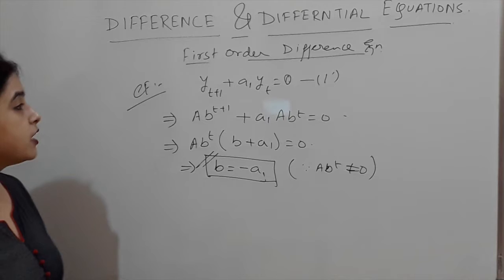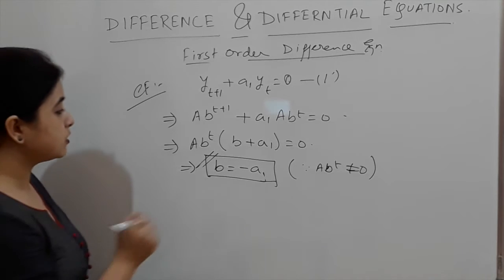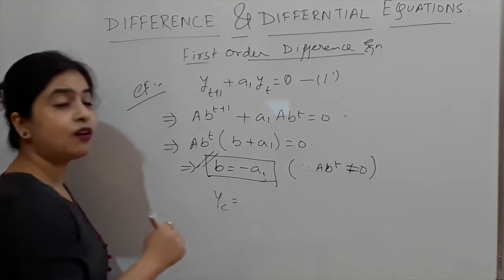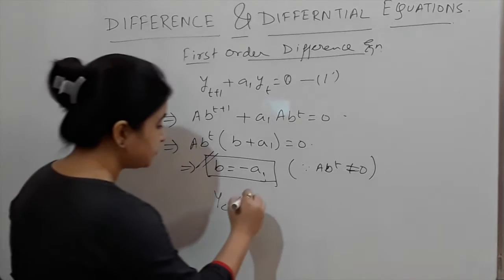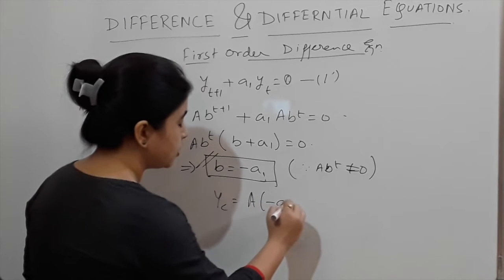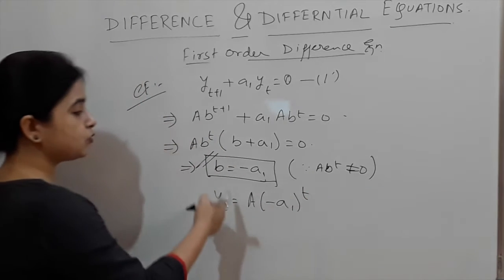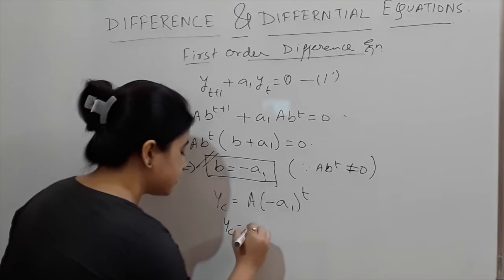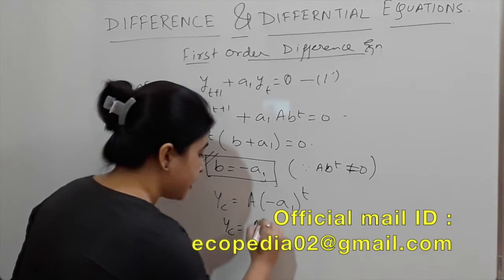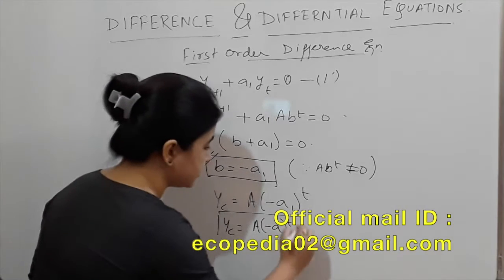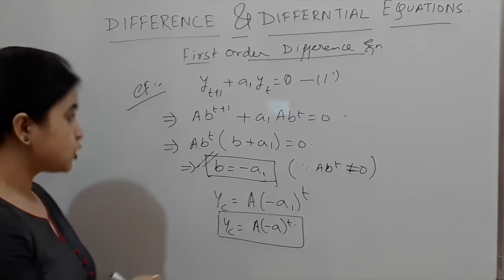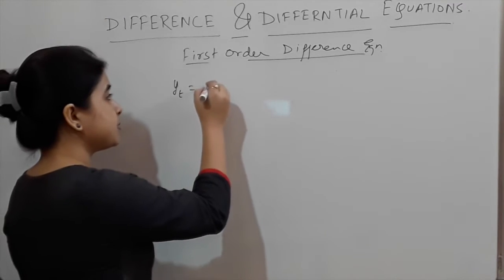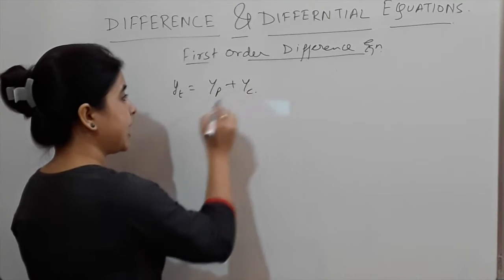Okay, now moving on. We have found the value of b. So for the complementary function, we have to substitute the value of b in the trial solution that we had obtained. So our complementary function is A times (minus a1) to the power of t. This is the complementary function. So how would the general solution look?